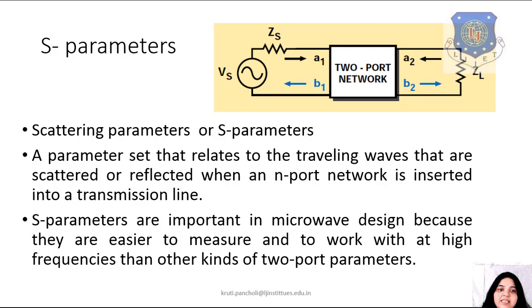It is a parameter set that relates to the traveling waves that are scattered and reflected when an N-port network is inserted in a transmission line. S parameters are important in microwave design. Why? Because they are easier to manufacture, easier to measure, and easier to work with at high frequency. That is why the S parameter is used.